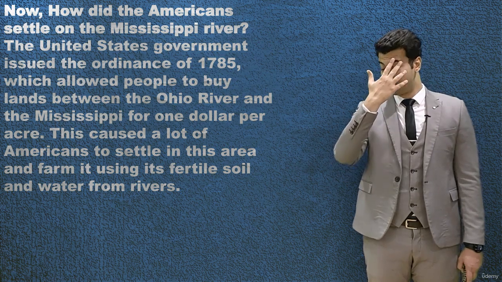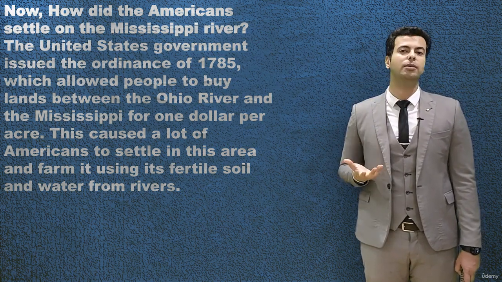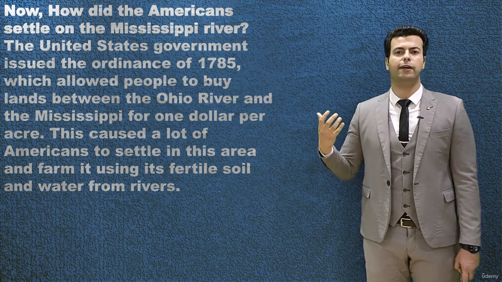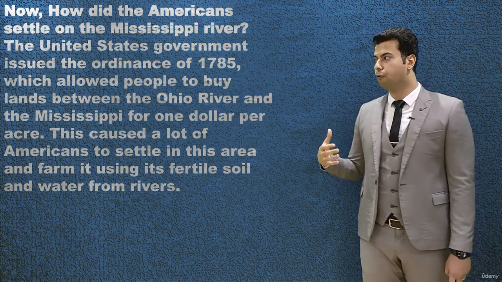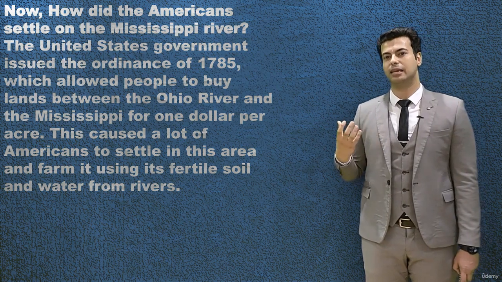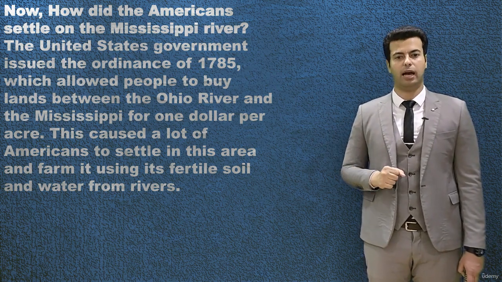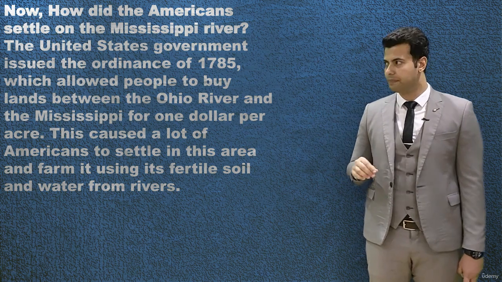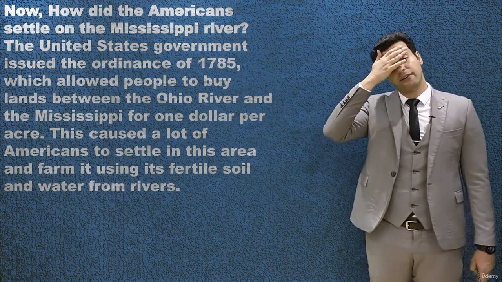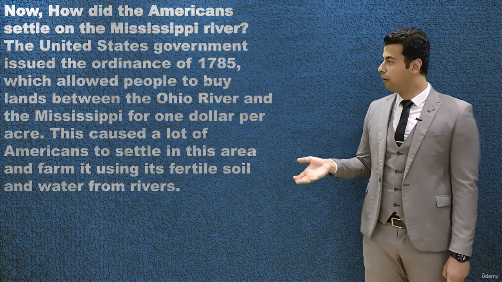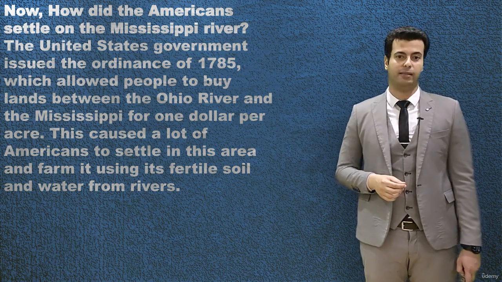And in order to give legitimacy to the new currency, the United States encouraged people to buy an acre of land for just $1. This gave somewhat of a value to the dollar. And this caused a lot of Americans to settle in the area west of the Mississippi River and farm it, using the fertile soil from the rivers that were present there.